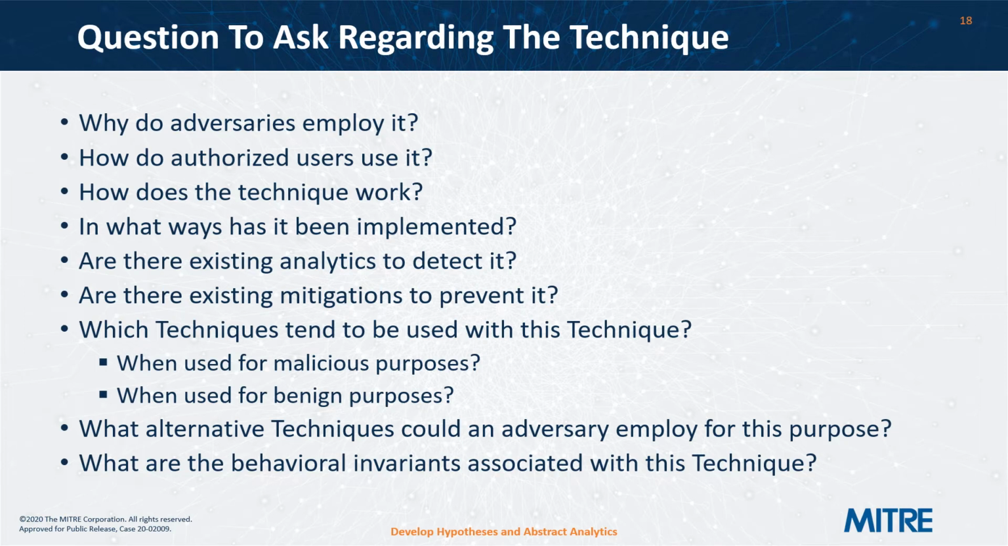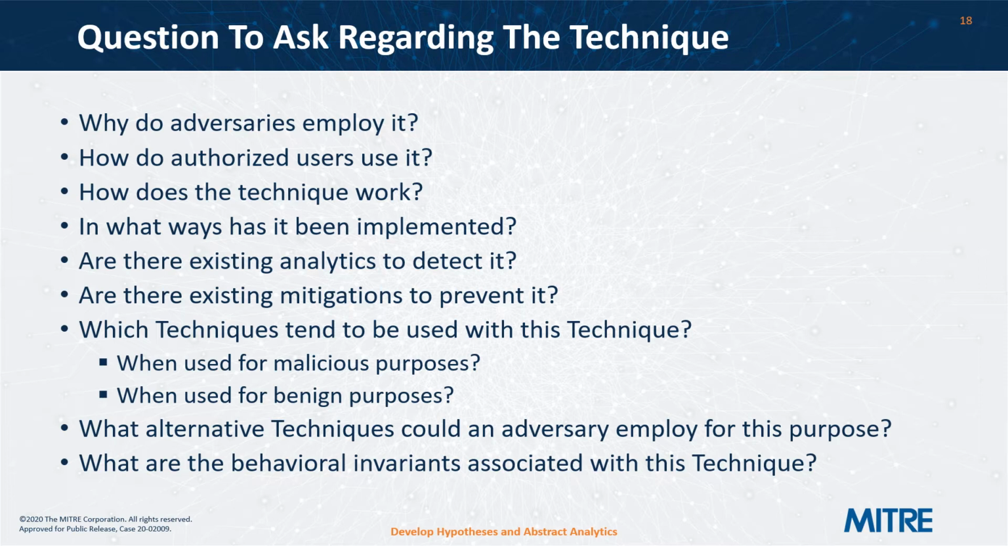We have reviewed some good questions to ask yourself when researching a technique, like why adversaries employ it and how their usage might differ from benign use. We've talked a bit about how to research how the technique works and its second-order effects to seek those behavioral invariants. Keep in mind that you're not alone in this work. Many security researchers have investigated these techniques and published their findings and ideas, so be sure to read up on what others have done so you don't end up doing redundant work.